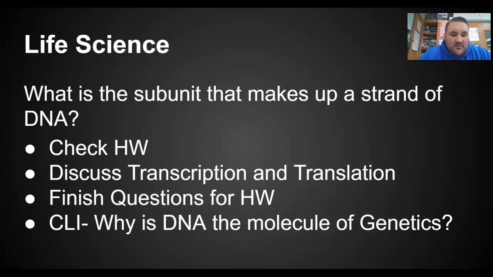So we did the structure of DNA and DNA replication. Today we're going to use DNA, so we got to do transcription and translation. The warm-up question there is, what is the subunit that makes up a strand of DNA? And that subunit is called a nucleotide.